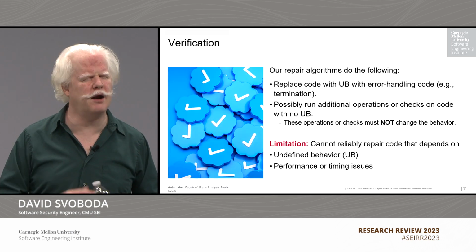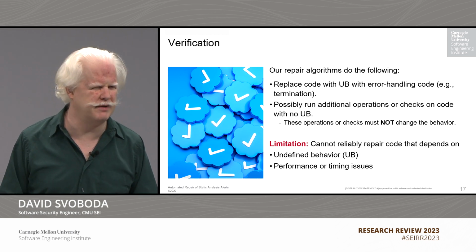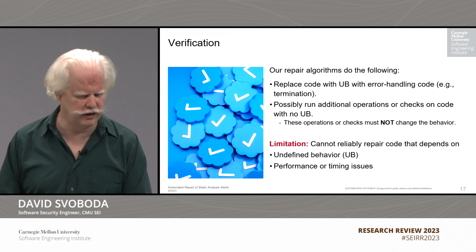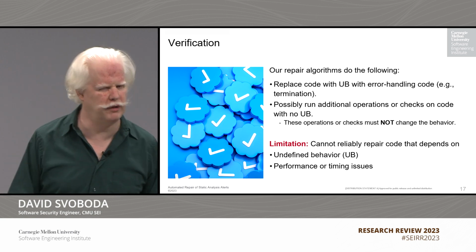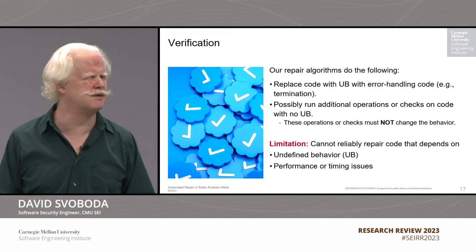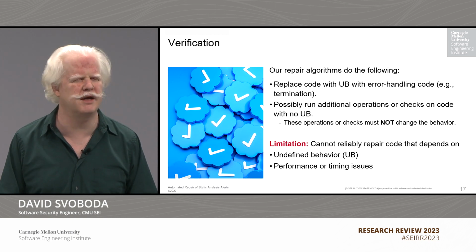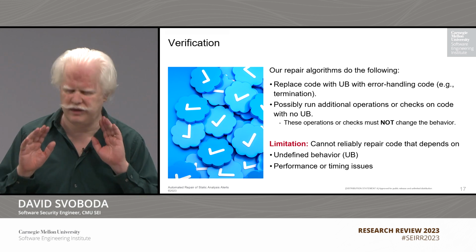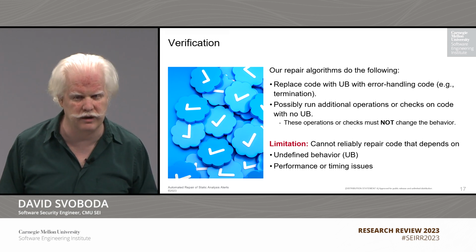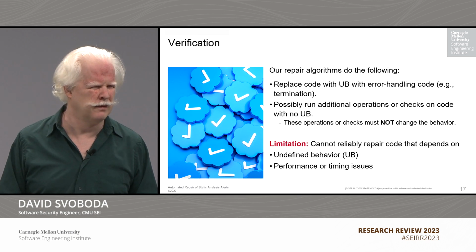So our repair mechanism simply converts code that has undefined behavior into code that has an error condition. Maybe the program terminates abnormally. Maybe it pops up a dialog box. What it does is specific to the program, but our argument is that any error condition that is controlled by the developer is better than undefined behavior.